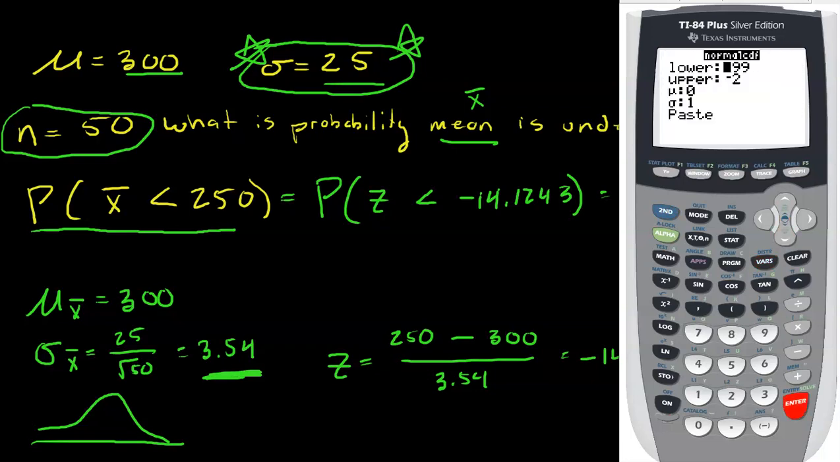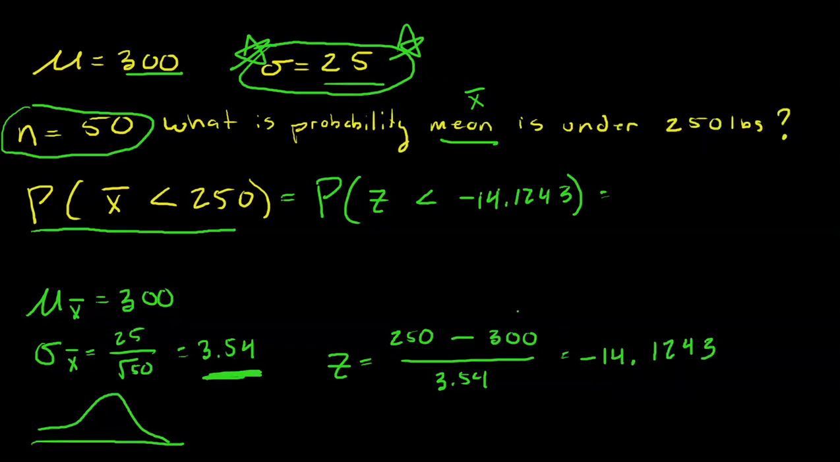I am going to look below, so I'm going to go to negative 99. I'm going to go to a z-score of negative 14.1243, and my calculator is going to come back and say 0, because it's that unbelievably low. Negative 14 z-scores, like laughable. So basically the calculator is telling me, hey, this ain't gonna happen. The probability that a sample of 50 dolphins is under 250, not gonna happen.